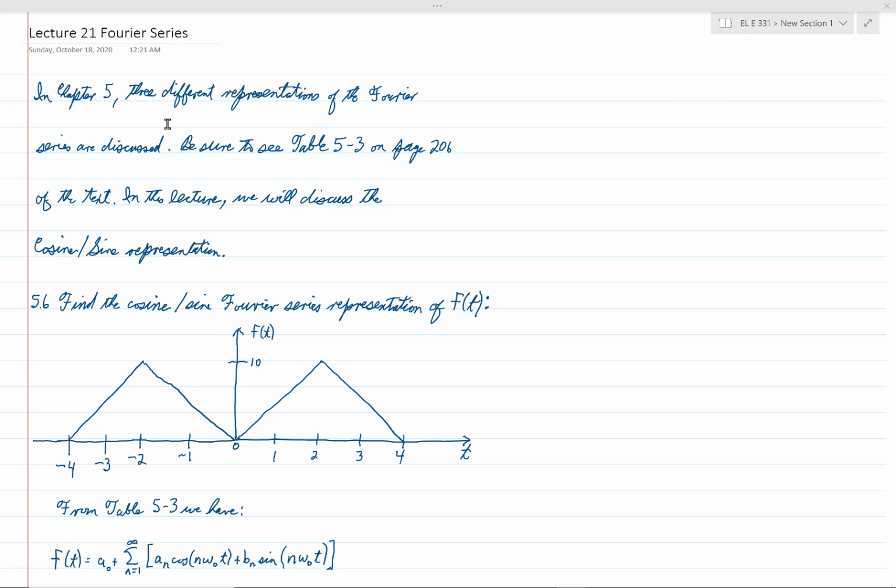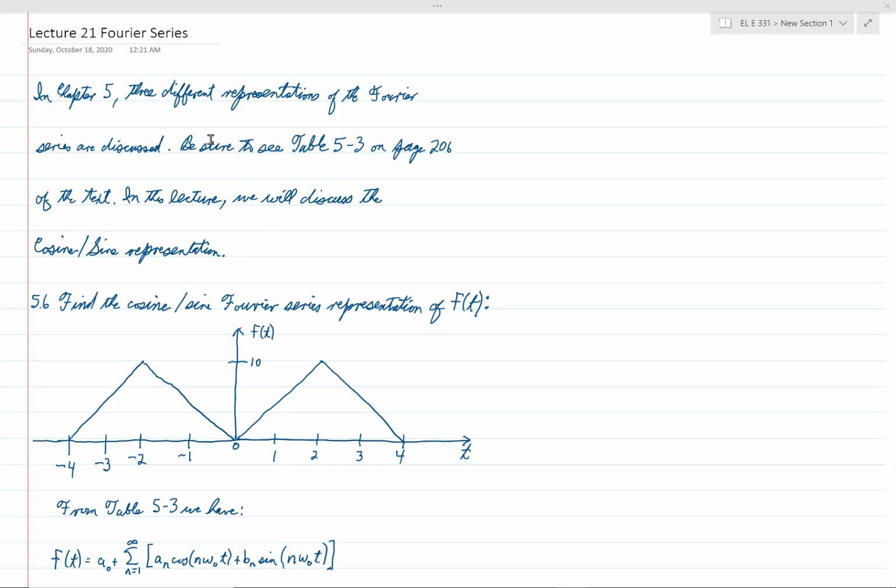In chapter 5, three different representations of the Fourier series are discussed. And we're going to talk about two of these in some detail. Today, in this lecture, we will talk about the cosine and sine representation.